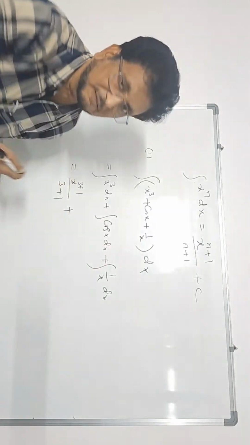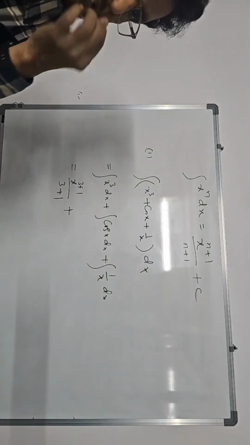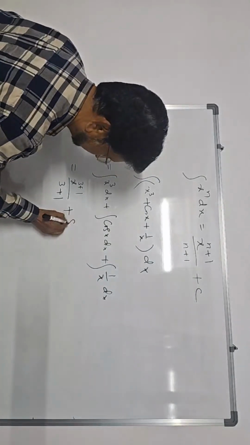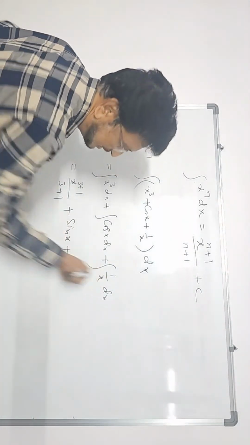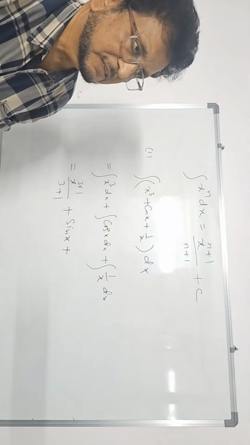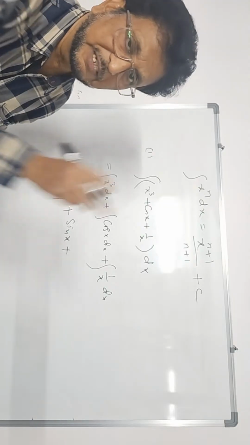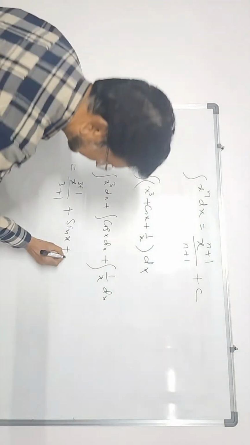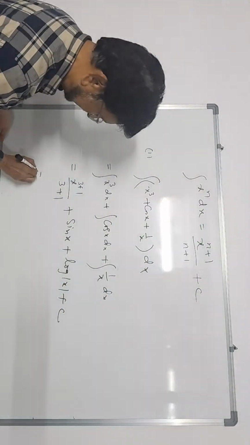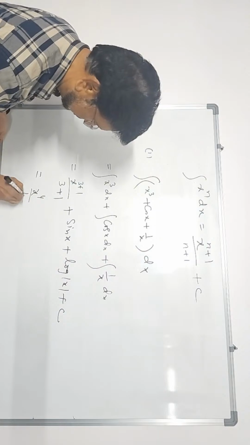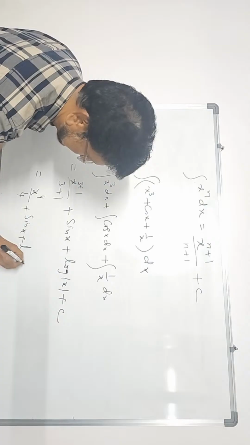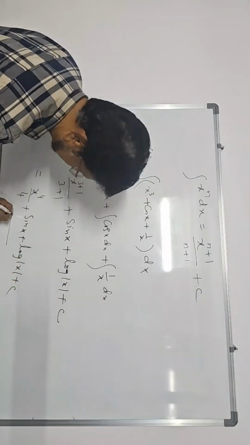What is the integration of cos x? I have written d by dx of sin x is cos x. Therefore, integration of cos x is sin x, simply. What is the integration of 1 by x? We have written just now, d by dx of log x is 1 by x. Therefore, integration of 1 by x is log x. So, the final answer we are writing: x power 4 by 4 plus sin x plus log mod x plus c. This is the answer.